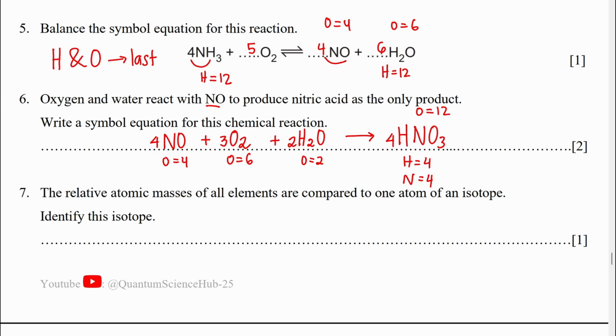Next, question 7. The relative atomic masses of all elements are compared to one atom of an isotope. Identify this isotope. So what is the isotope again? It is carbon-12, okay? Or you can also write it like carbon 12.